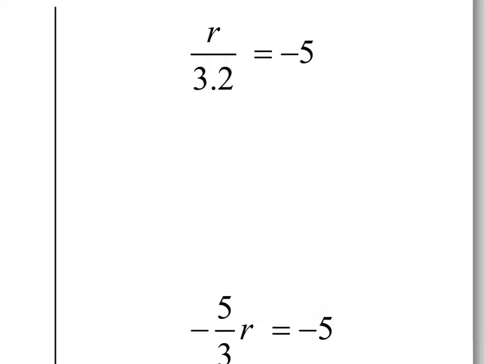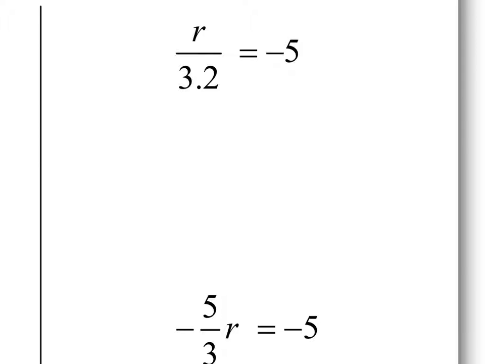Slide over to the one next to it that's almost exactly like it. I have r over 3.2. How do I rewrite this as multiplication of a fraction? Yep, so we'll mark this out and we'll make it 1 over 3.2 times r.